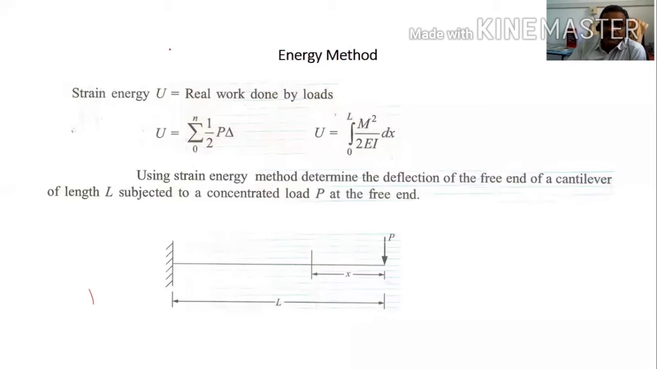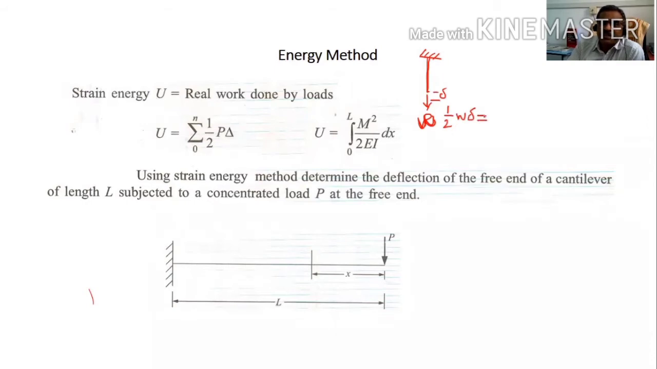In case of an axial member, a beam, a structure subjected to axial load, let us take this as W. Then what is the work done? The deflection is delta. Then work done is equal to half into W into delta. This is the work done.